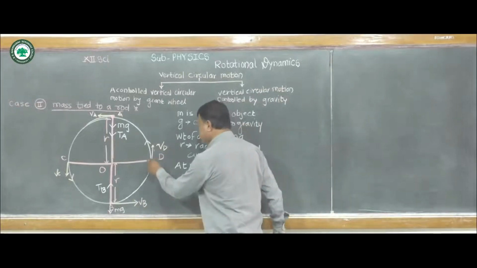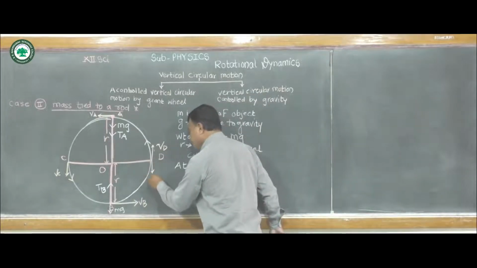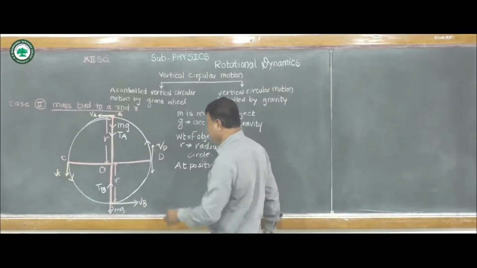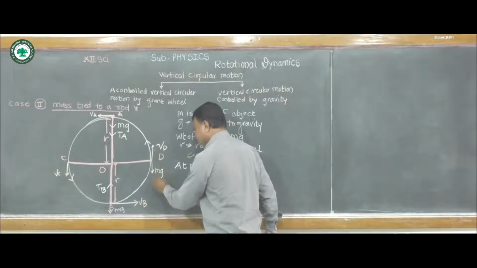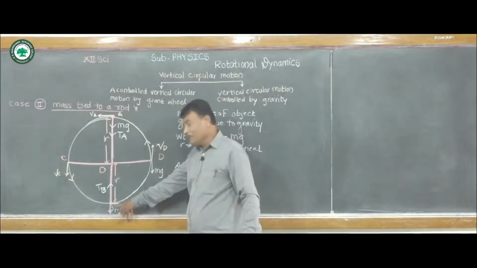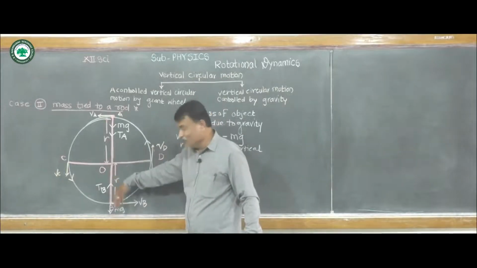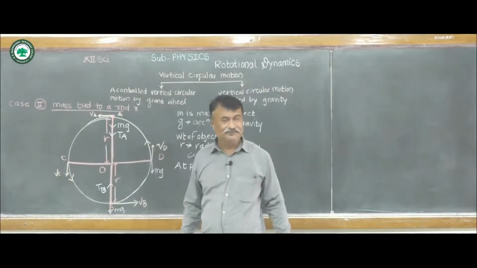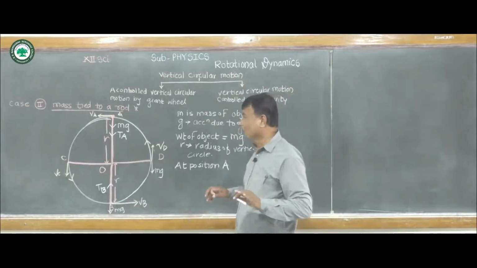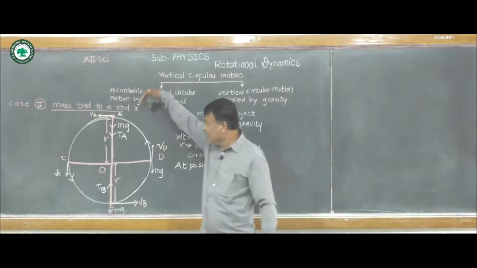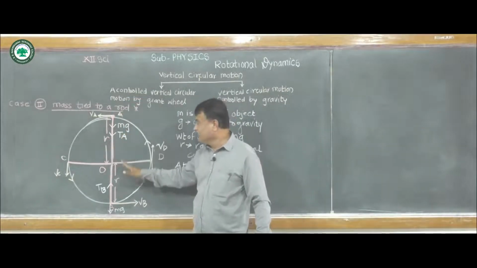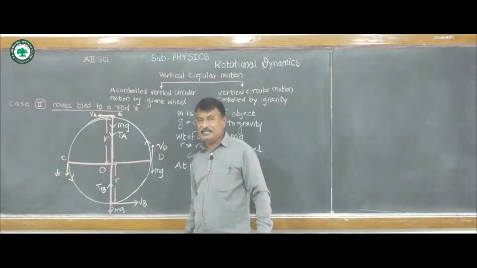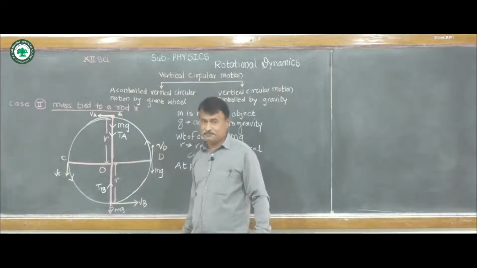When it is at the D, then weight of the particle is downward direction. Also in that case, weight of the particle is in downward direction. So always remember that weight of particle or weight of object is always vertically downward direction, and tension is directed toward the center along the length of the rod.